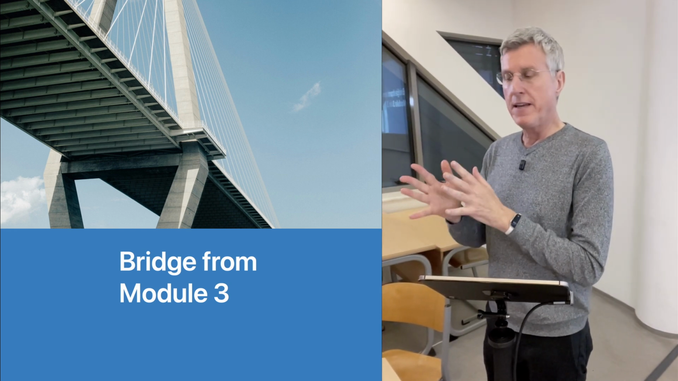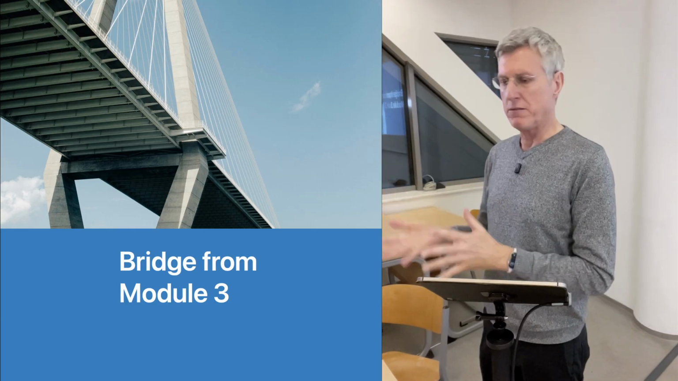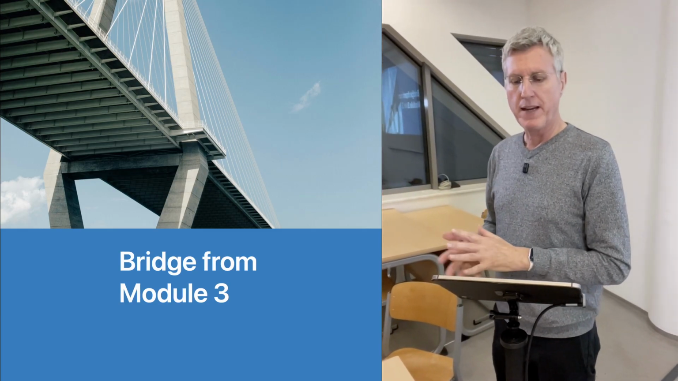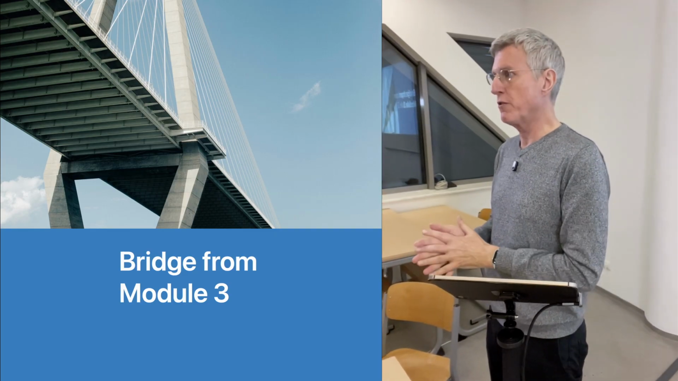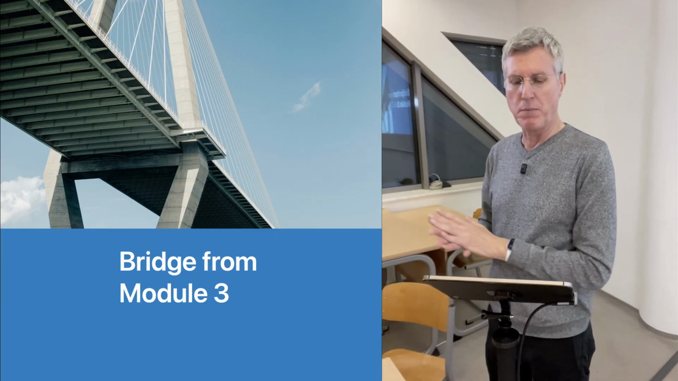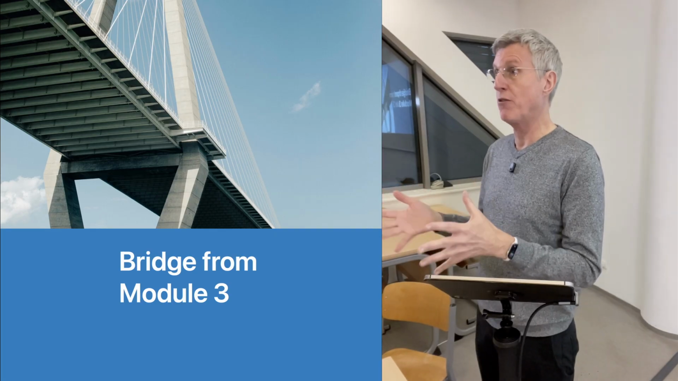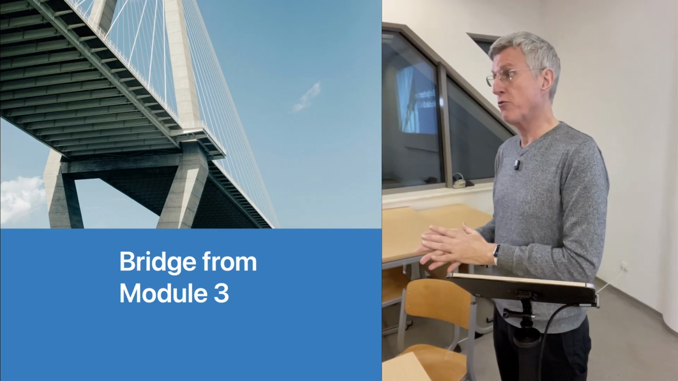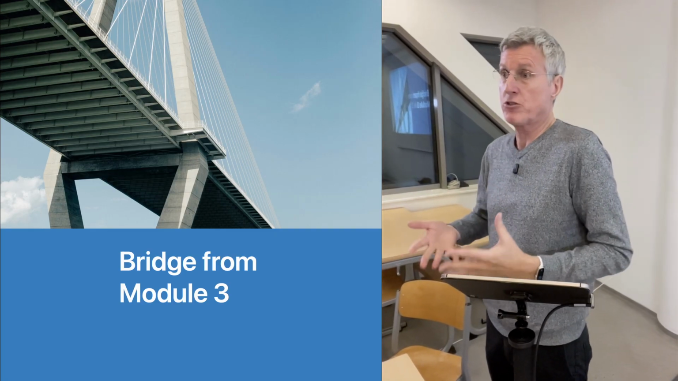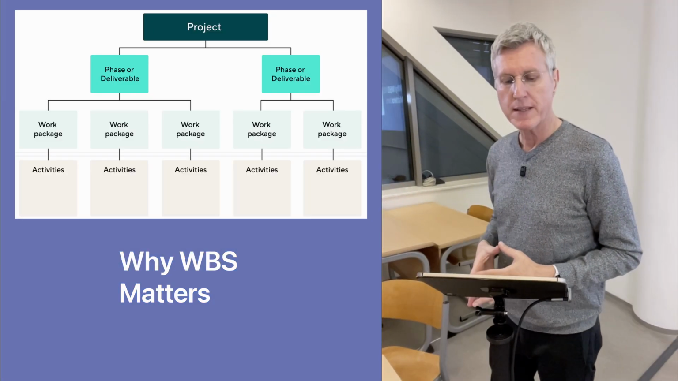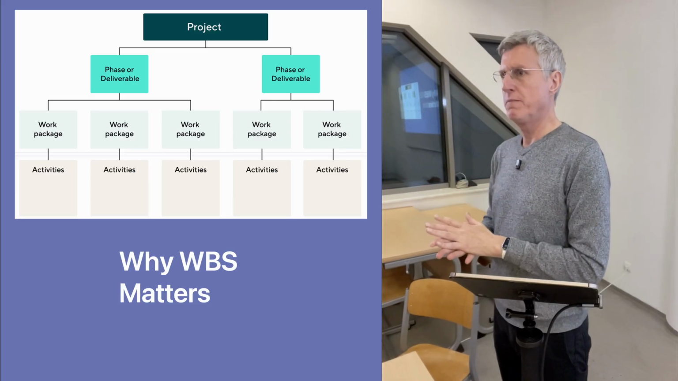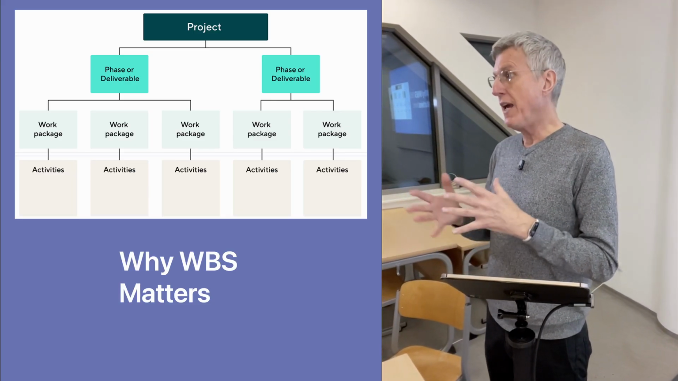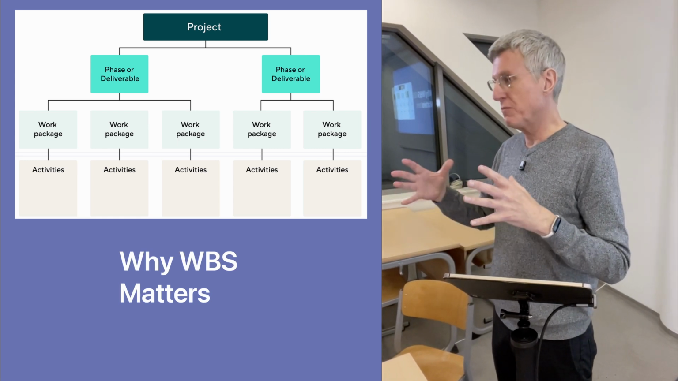So in Module 2, we talked about scope, and that kind of gave us our boundaries. And we discussed stakeholder management and engagement in Module 3, and that told us how to keep our team accountable. And the work breakdown structure tells us what our team actually is to do. Why work breakdown structure matters: because you can't budget what you can't structure.